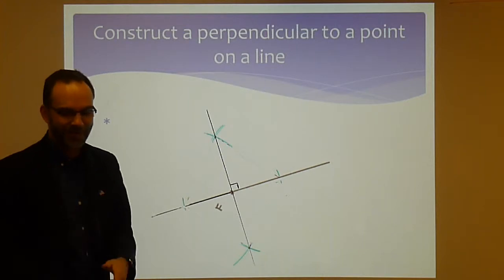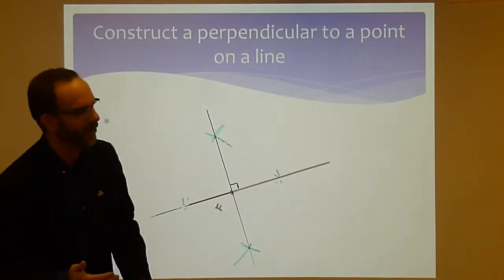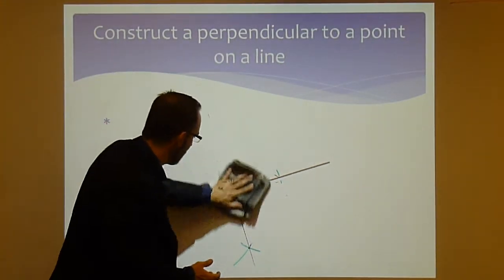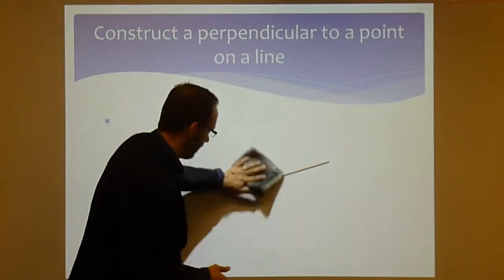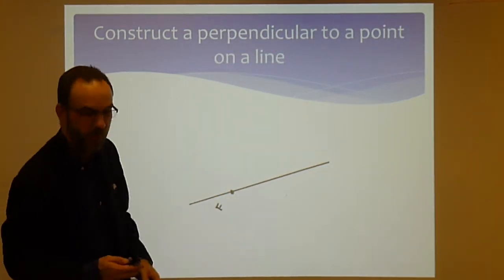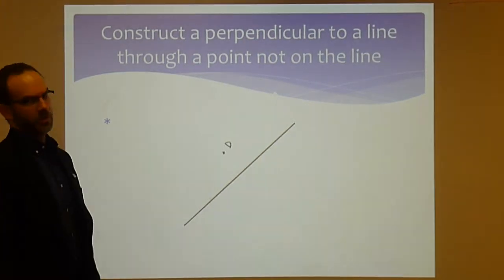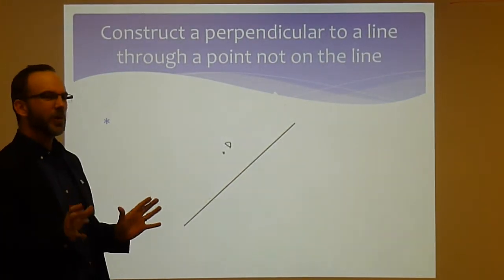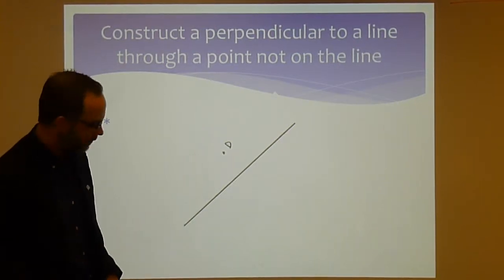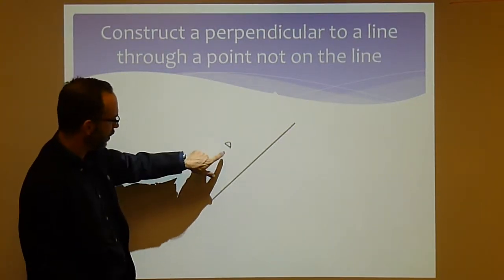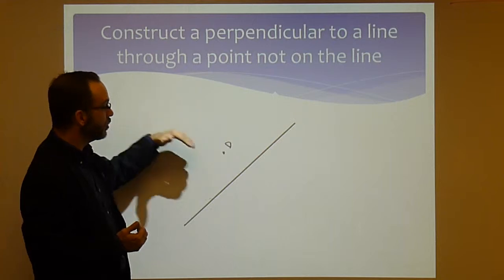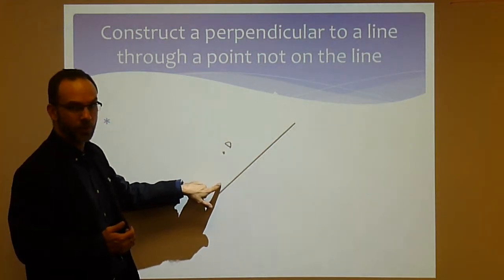Okay. Now, let's extend that a little bit and make it a little more challenging. Let me draw a perpendicular to a line from a point that is not on the line. Oh my goodness. These are all just small variations on still the same idea. So again, I've got a line here, I've got a point D. I want to draw a line through D that's perpendicular to this line.